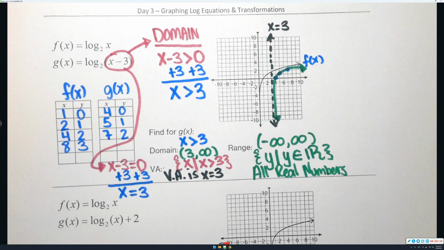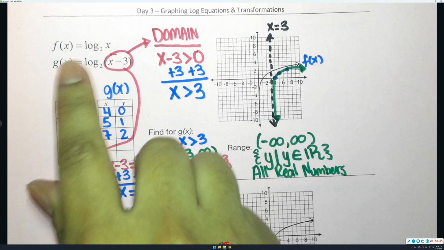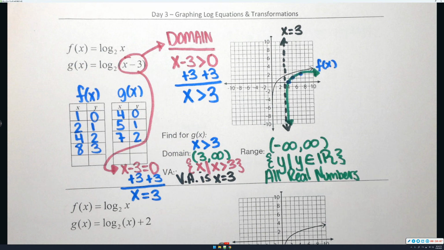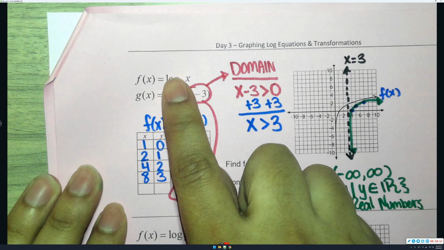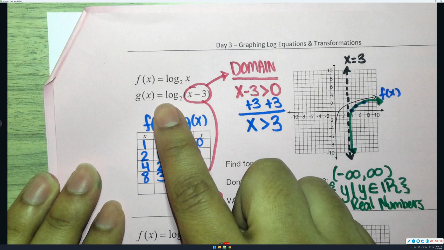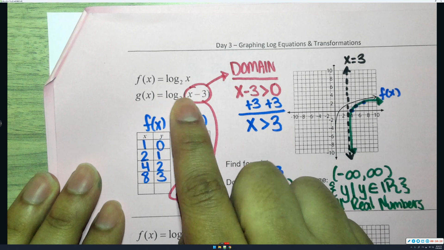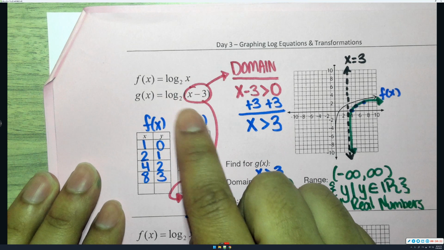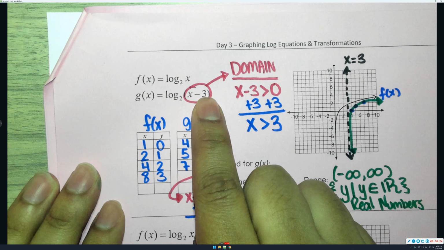All right, now besides these three notations, we will now talk about the transformation that occurred from f of x to g of x. I need you to pay attention because this part can get a little bit confusing. It's actually quite easy based on our experience, however. So look right here. This is the original function. We have log base 2 of x, correct? Then, down below, we have our g of x. This is the transformed function. We have what? Log base 2 of x minus 3.